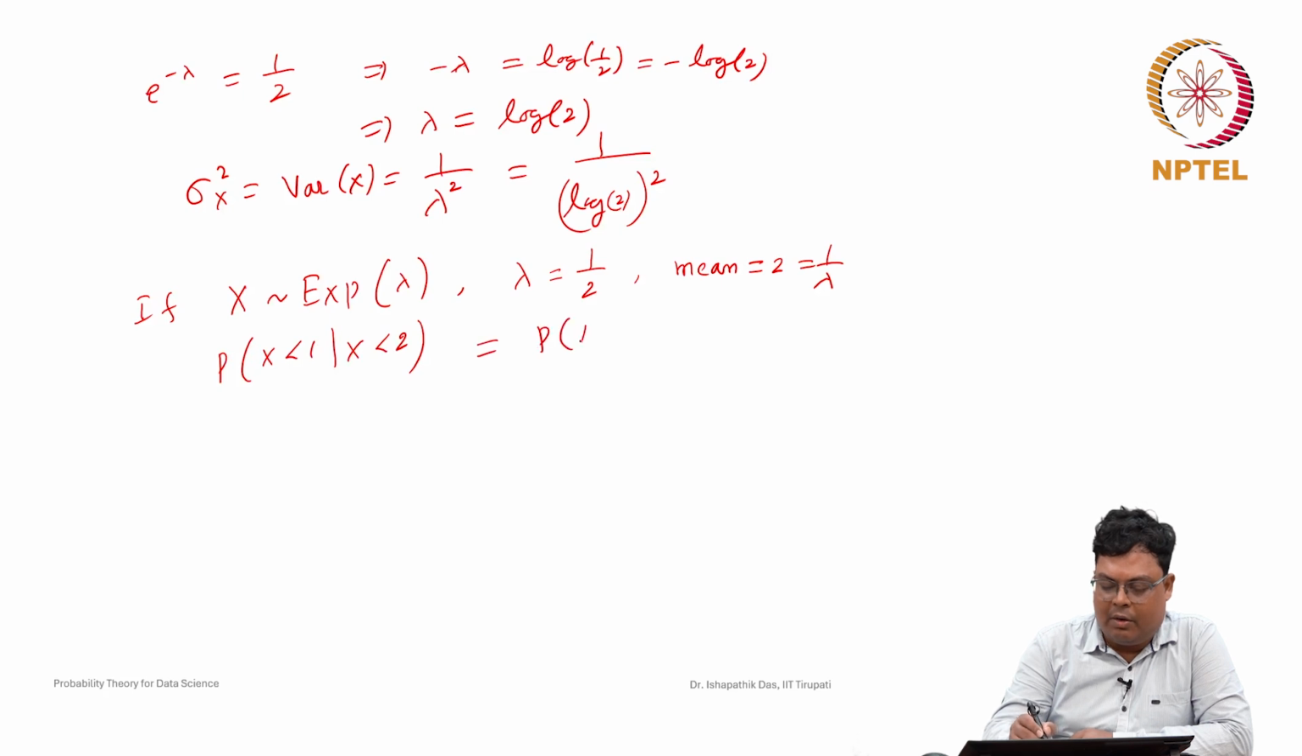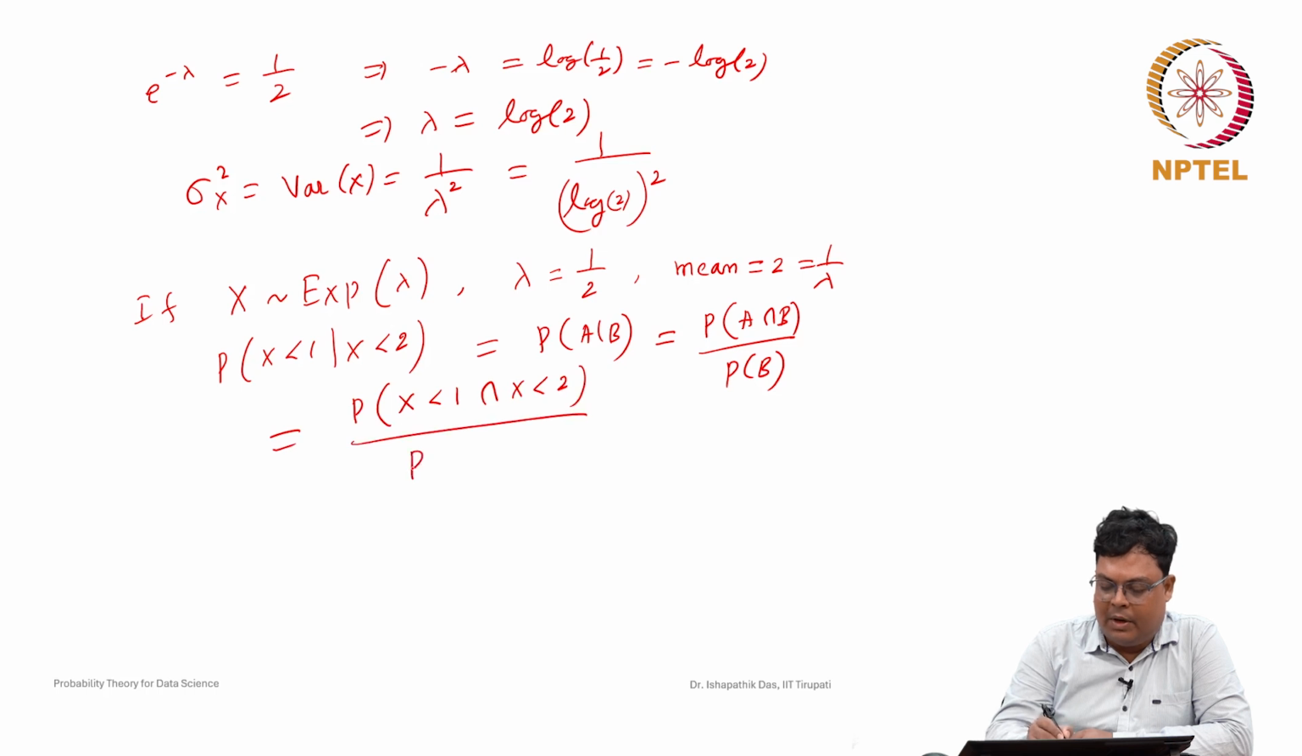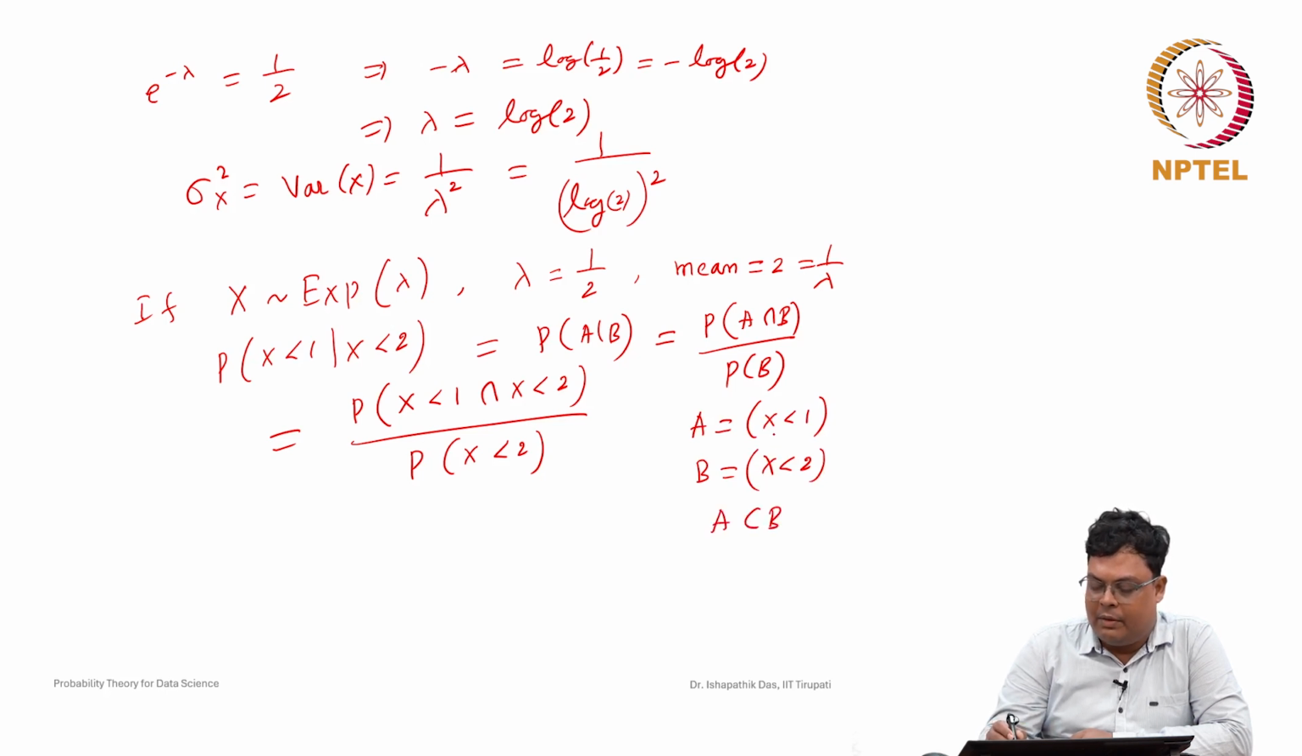So, it is like the probability of A given B. By definition, it is the probability of A intersection B divided by the probability of B. So, A intersection B is X less than 1 intersection X less than 2, divided by the probability of X less than 2. I am denoting the events: A is X less than 1 and B is X less than 2. Now, note that A is a subset of B, because whenever X is less than 1, that implies X is less than 2. So, A intersection B is nothing but A.